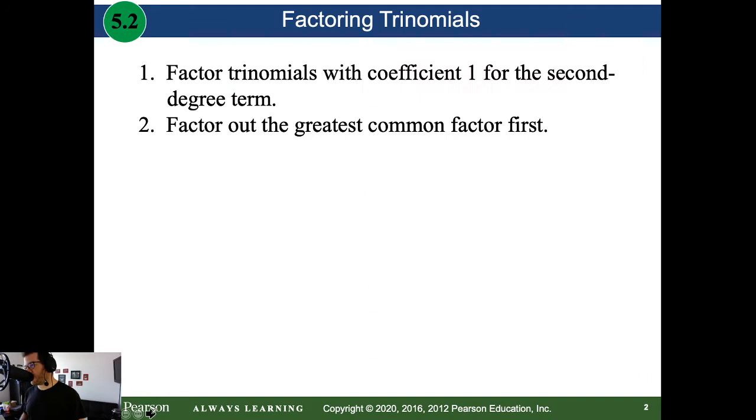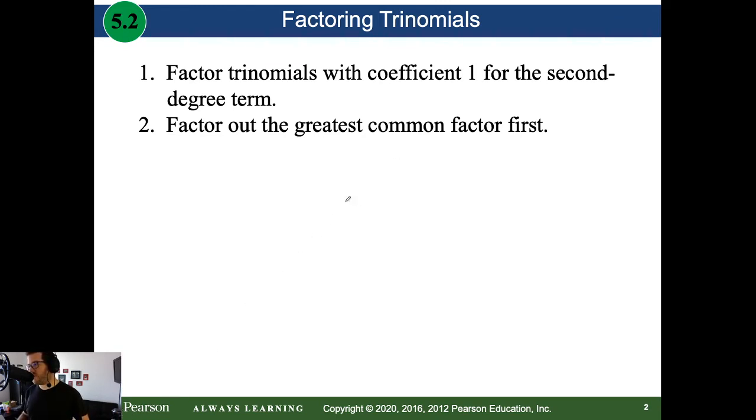So here we're going to talk about factoring trinomials with a coefficient of 1. There's a new method that I just learned probably about a year ago that I actually think works a little bit better than the old method that I did.